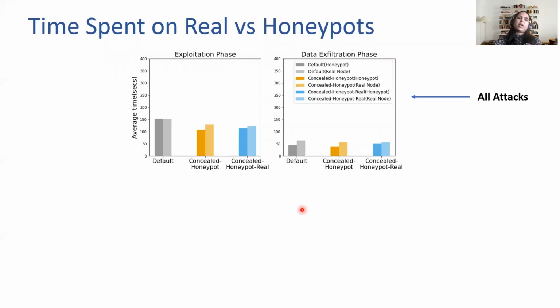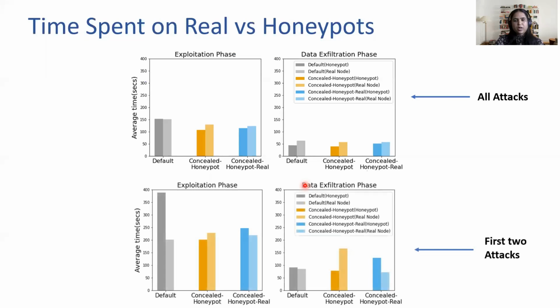Another factor we looked at was how much time they spent on real versus honeypot nodes, and we divided this into two phases, exploration and data exfiltration phase. When we looked at all the attacks they have done in the network, we found that there is no difference between the real attacks or honeypot attacks in these two phases. Then we also looked at the first two attacks just to make sure how they started.